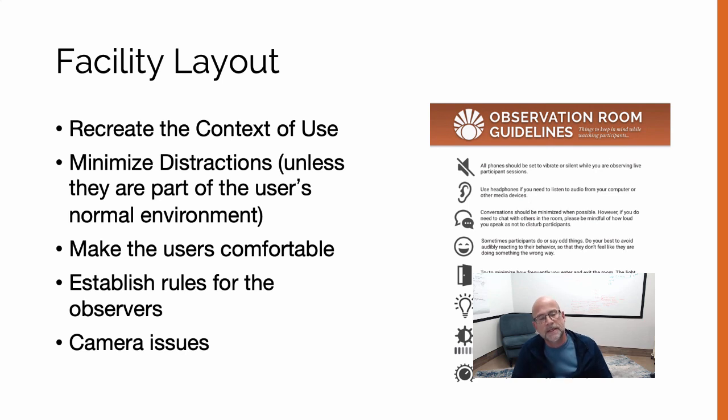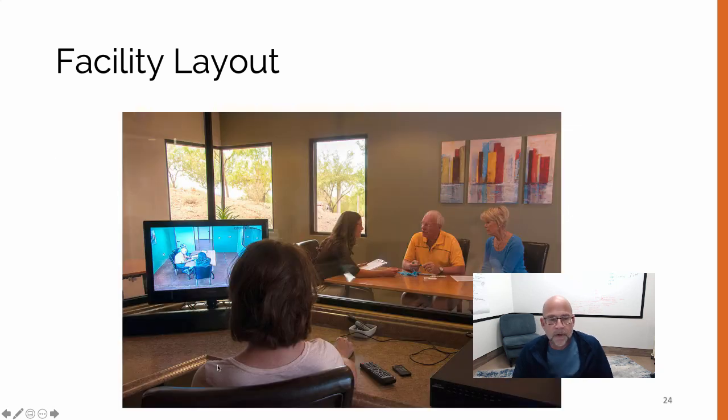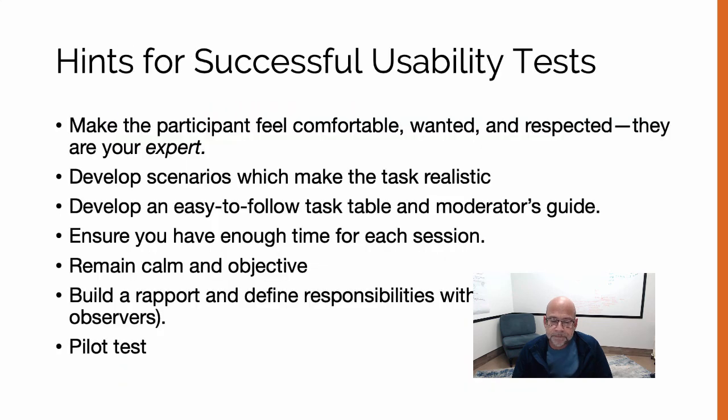I would also make sure you establish rules for observers. That is, observers love to come in and see what users are doing, but they also tend to get distracted and talk to each other and catch up and so forth. Sometimes they can be downright loud. You don't want that to happen. In fact, we have some example observation room guidelines over here that we use at Research Collective. Feel free to use those in your own work. And then there's issues just associated with the camera. I'm not going to go into much detail here, but here's an example of what a facility might look like.